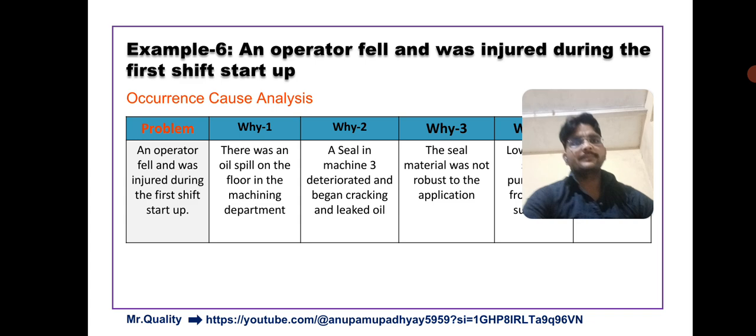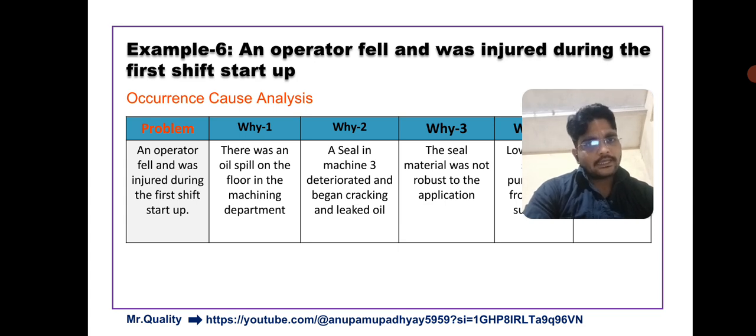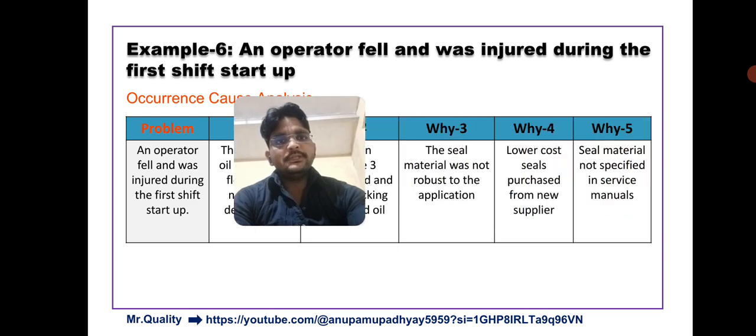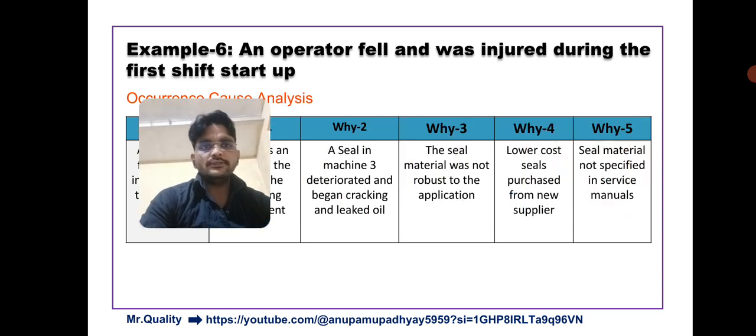Example 6. An operator fell and was injured during the first shift startup. Occurrence cause analysis: first why, there was an oil spill on the floor in the machining department. Why the oil spillage? A seal in machine number 3 deteriorated, began cracking and leaked oil.